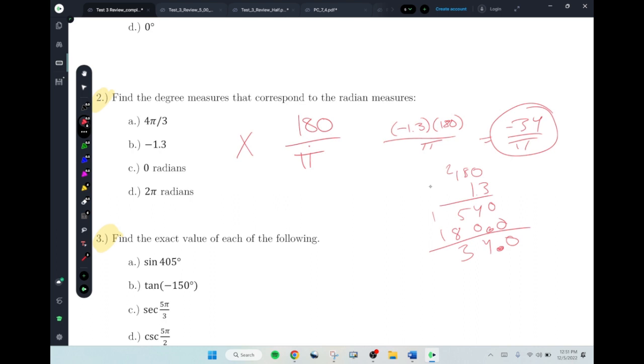But you can also do it if you want to. If you have extra time on the test, might as well. It's two-digit multiplication. You can do that. It's not fun, and I don't like doing it.